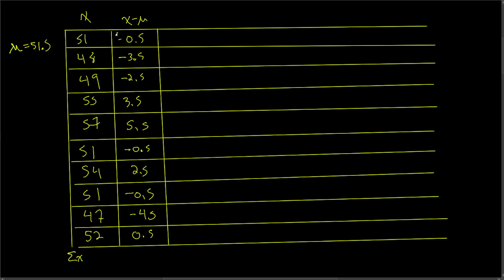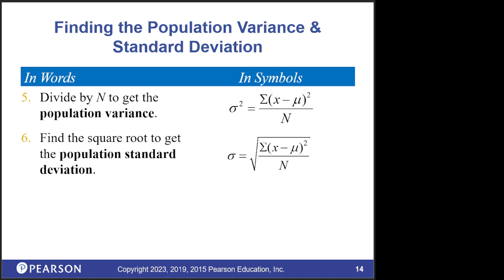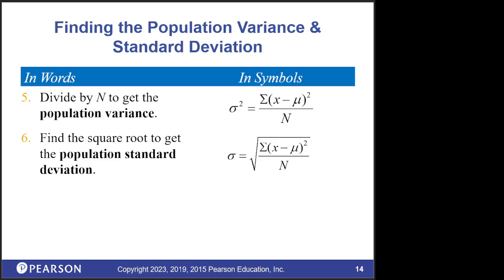So we've made a column of all the deviations. So I'll come back here to our steps. Where did it go? I just lost it. There we go, it's back. Sorry about that.